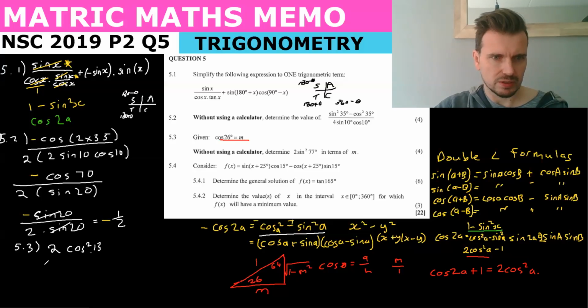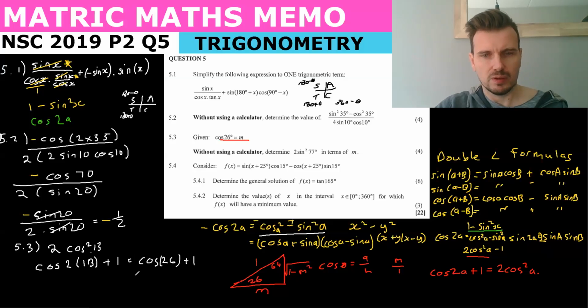So we'll say cos 2 times 13 plus 1, which is equal to cos 26 plus 1. Well, we know cos 26 is m, so it's just equal to m plus 1. Okay, so I'm going to stop it there, and we will carry on with 5.4.